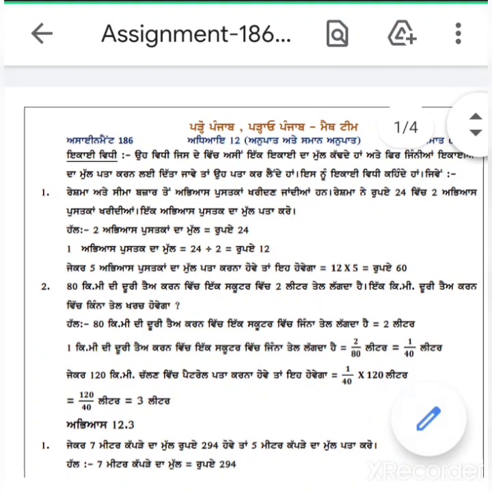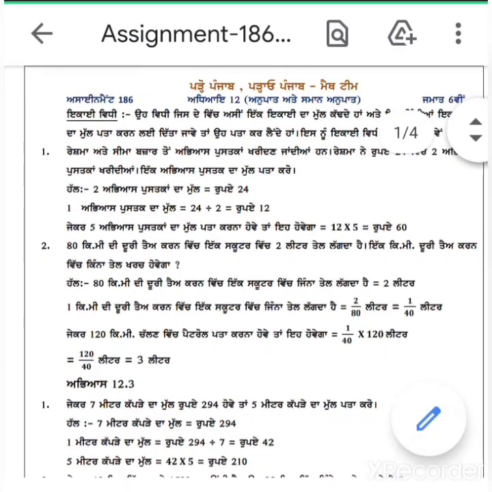So students, this is your assignment 186. Hope you understand all the questions. So write down these questions in your math notebooks.